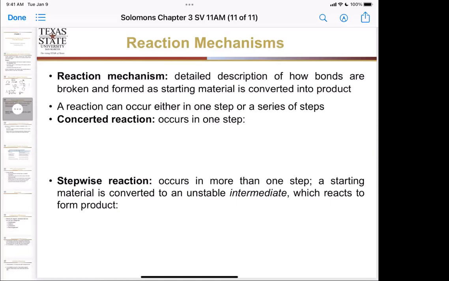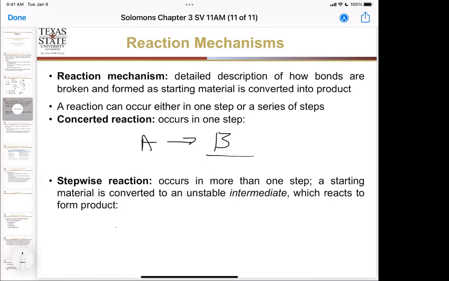So if it goes from starting material to product all at once without generating some kind of intermediate, we call that a concerted reaction. It happens all in one step. And so imagine you just have compound A going to compound B, and then compound B is your final product. Boom, done. Okay. So that means you had some bond making or breaking happening all at the same time to give you your product. Concerted reaction, in concert, happens all at once.